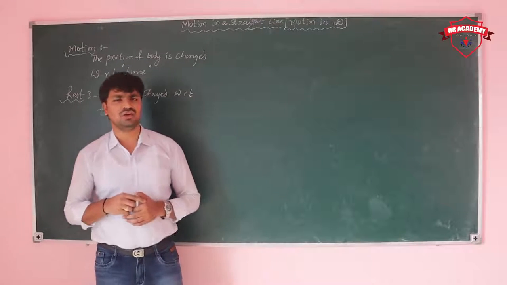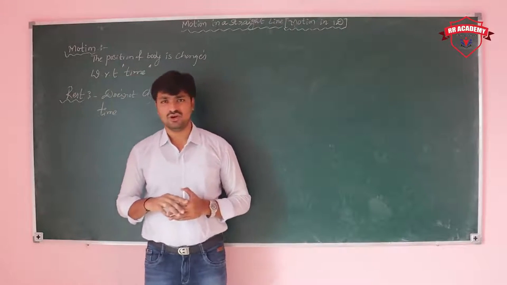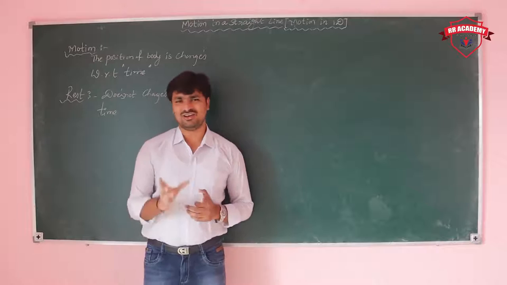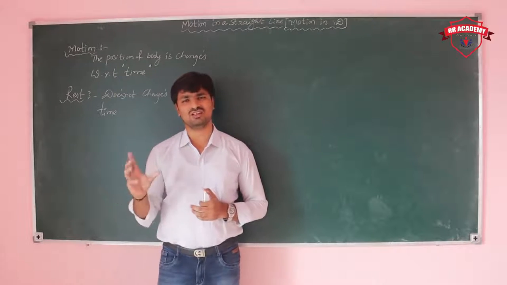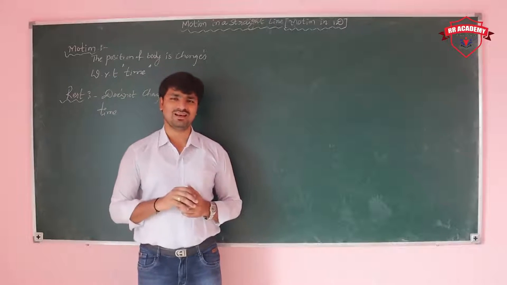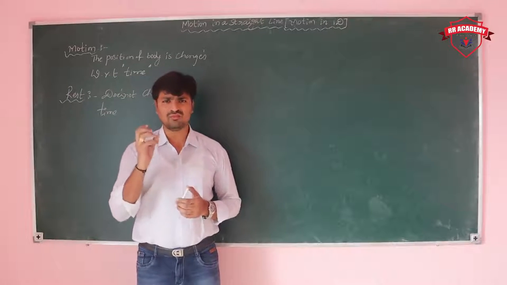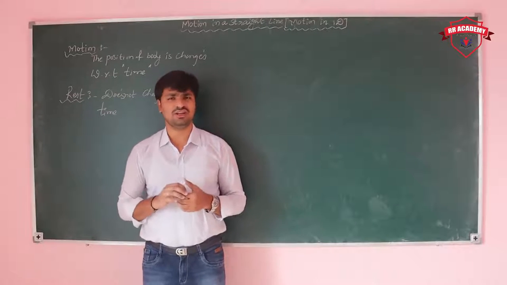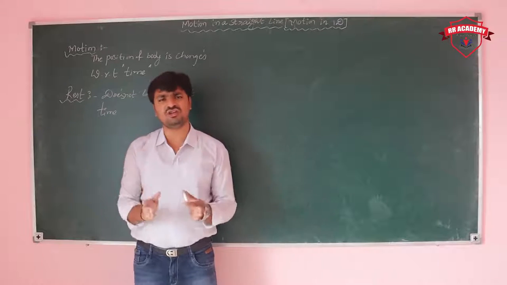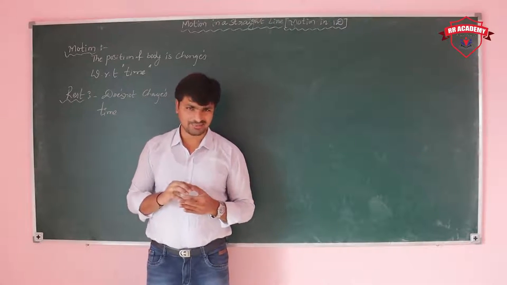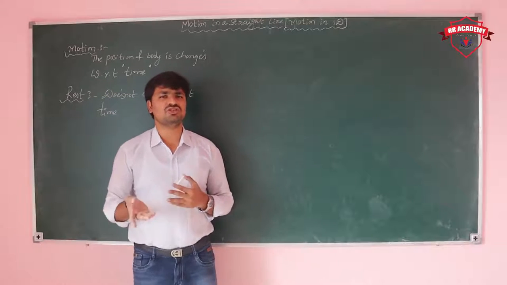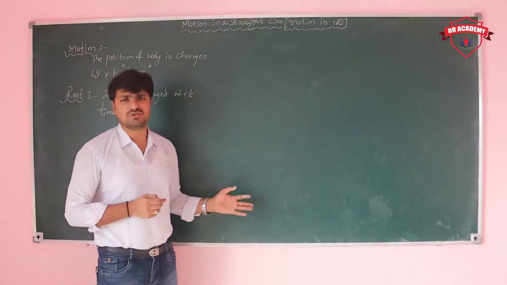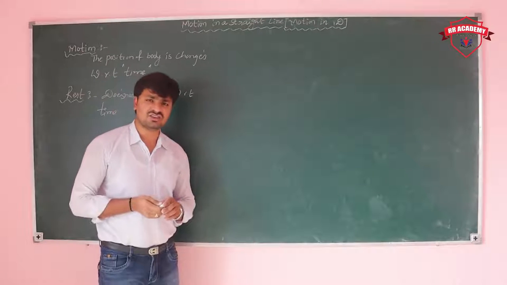What are the examples for motion? The best examples are the revolution of the planets around the sun. What are the planets we have in our solar system? Those are examples of motion. Also, the motion of the hands in our watch. Those objects change their position with respect to time. Rest means the position of the body does not change. The best example is the board. It's not changing its position, so we can say it is under rest condition.